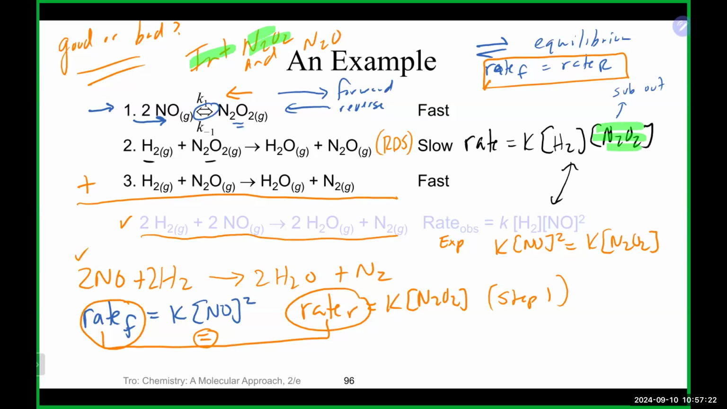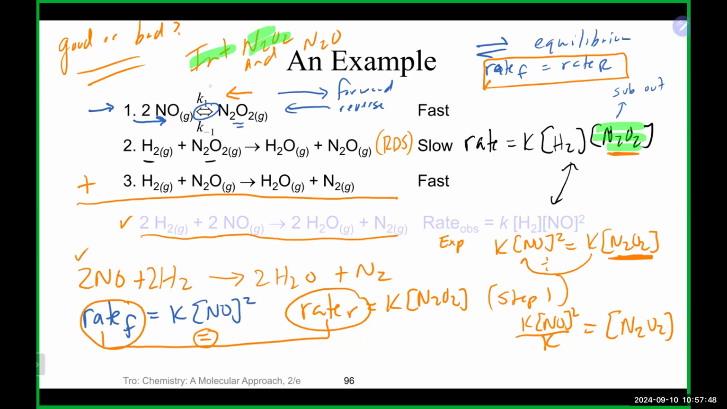Any questions on that? Once again, here we want to get rid of this guy in our original rate law, which means we need to isolate this guy by itself. So in this case, we're just going to be dividing the k to the other side. And that will give us that N2O2 equals k times NO squared divided by k.